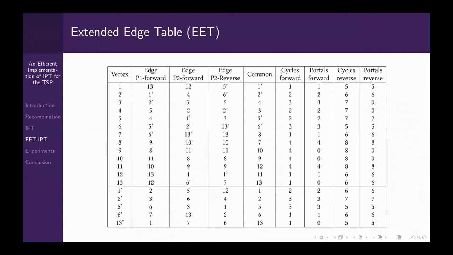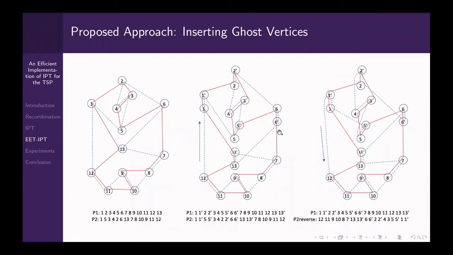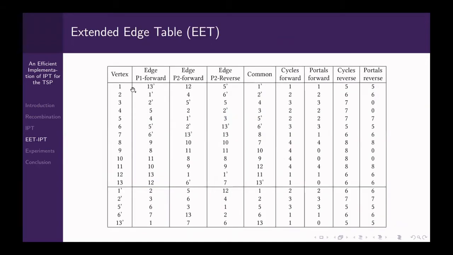So once we have inserted the ghost vertices in the tools, we keep track, for each vertex out of these 3 possible edges, of which edge is coming from the red tool, which edge is coming from the blue tool, and what is the common edge. That information is kept in a particular table, so for each vertex we keep track of what the edge is.